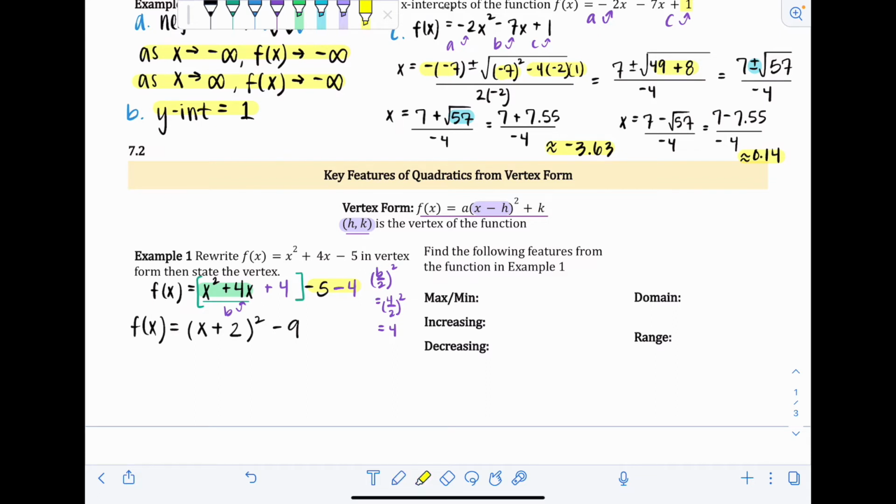Now this is in vertex form. It's a binomial squared, it has to have that. And it's okay if there didn't end up being a number out there. There usually will if you change it from standard form. But the main thing that has to be true for it to be in vertex form is it needs to have this binomial squared. We don't have an a value, that just means that a is 1. Now we want to identify the vertex.